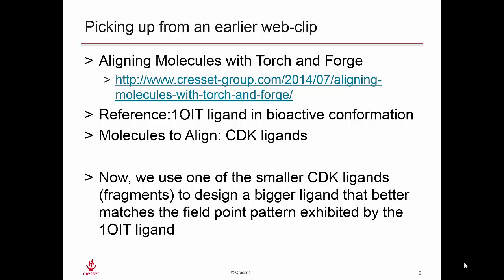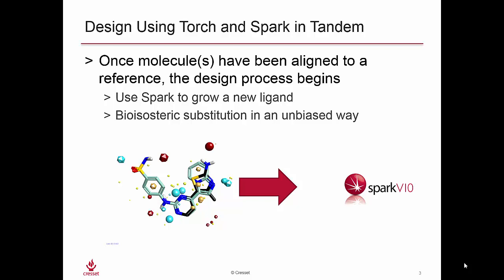Now, what we will do is we'll use one of those smaller CDK ligands, a fragment, to design a better ligand that better matches the field point pattern exhibited by the ligand in the 1OIT structure. So this is about using Torch and Spark in tandem for iterative design. Once the molecules have been aligned to a reference, our design process begins. What we're going to do is we'll use Spark to grow a new ligand. So this is bioisosteric substitution in an unbiased way.